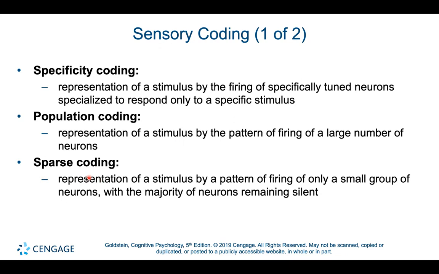And then we can even have the lack of firing of neurons to represent a particular stimulus, or sparse coding, meaning your brain can represent a stimulus by the firing of just a small group of neurons with other neurons remaining silent.